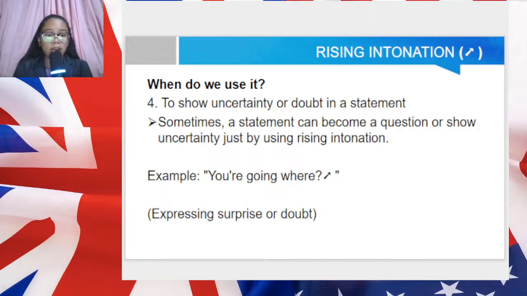All right. So for this one, this particular use focuses on how rising intonation can be employed to show uncertainty or doubt in a statement. So the core principle here is that sometimes a statement can become a question or show uncertainty just by using rising intonation. This is a fascinating aspect of intonation as it demonstrates its power to transform the fundamental nature of an utterance without altering a single word or grammatical structure.